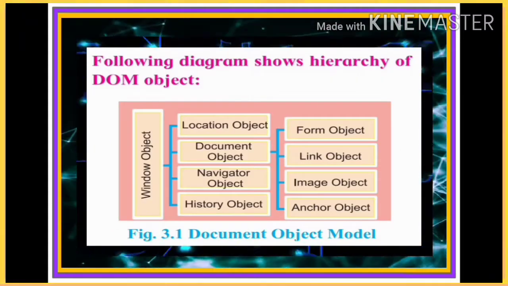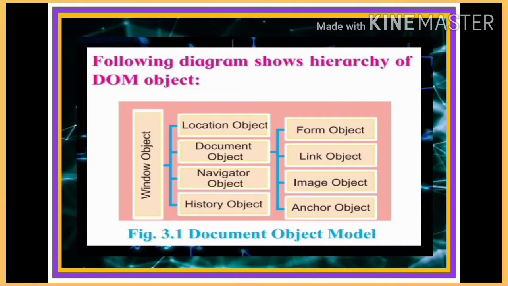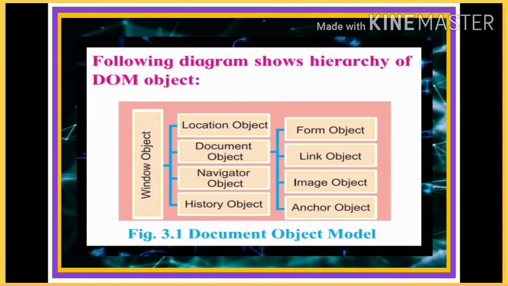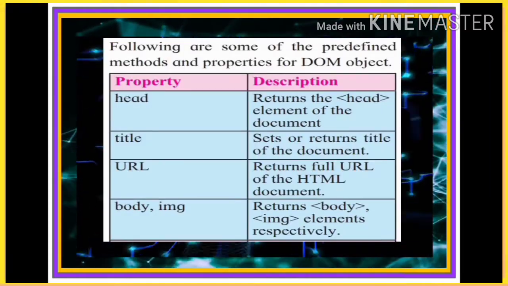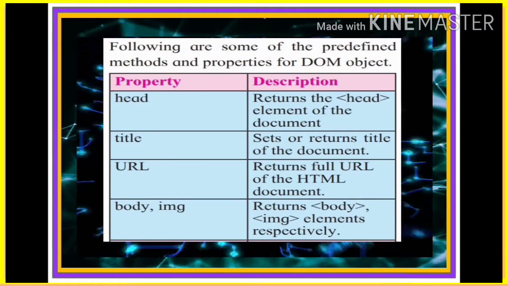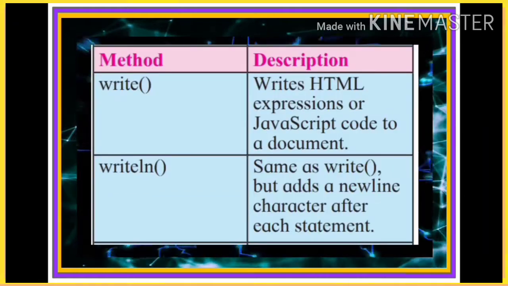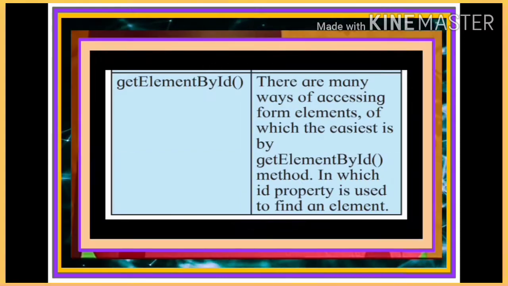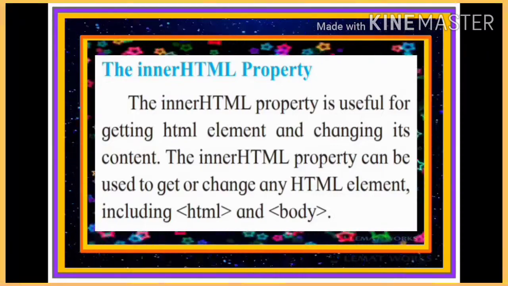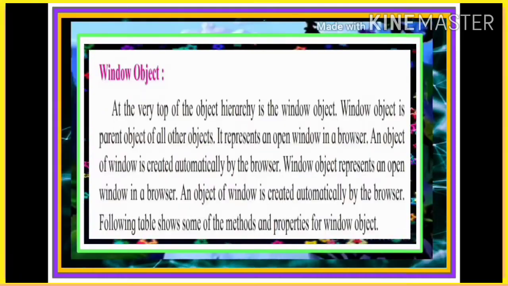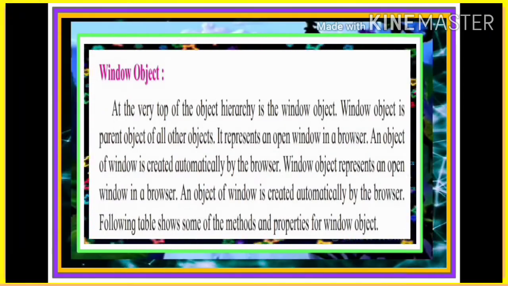Also, we have seen the hierarchy of document object model, where window is a parent object of all the other objects. Also, we have discussed the properties of document object: head, title, URL, body, img. Methods of document object: write method, writeln method, getElementById method. Also, we have seen the innerHTML property with the meaning and example. Now we are going to see the window object.